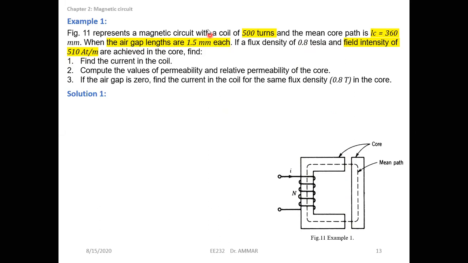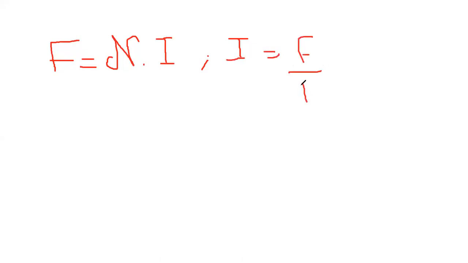So how can we find the current in the coil? We use Ampere's law. Let's go to the board. Firstly, the expression we are going to use is Ampere's law. We know that the force or the MMF is equal to N times I, the number of turns multiplied by the current. So the current I equals F over N. This is the expression that allows us to find the current.